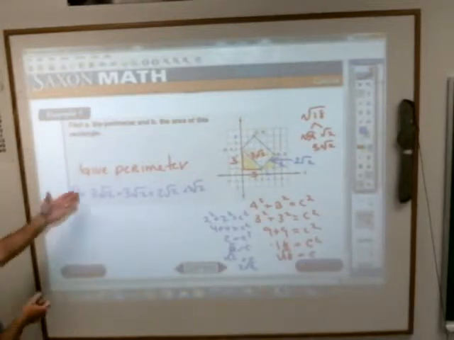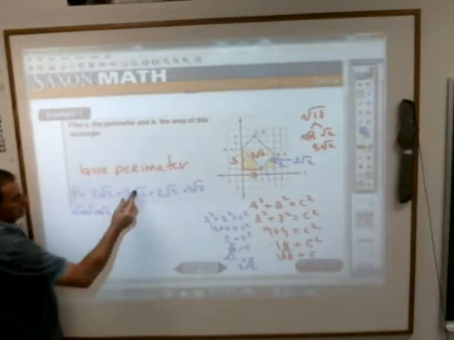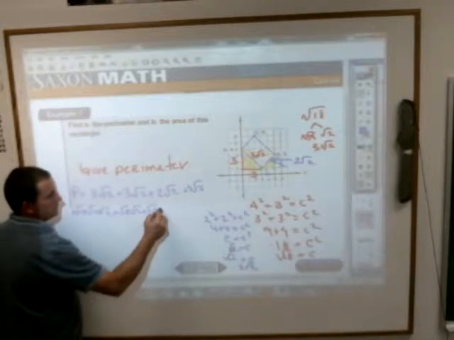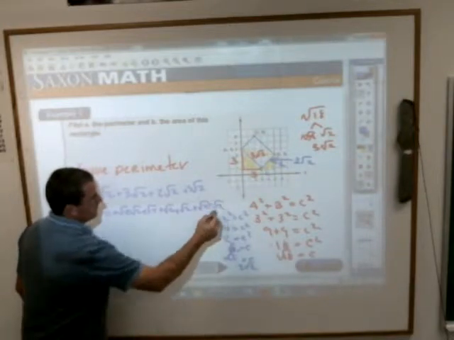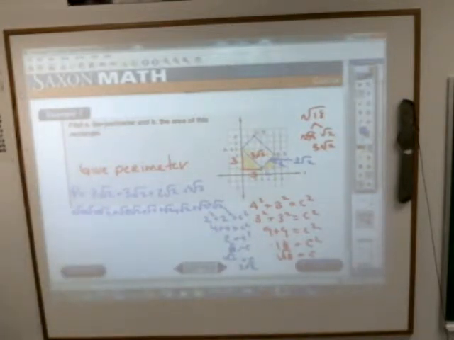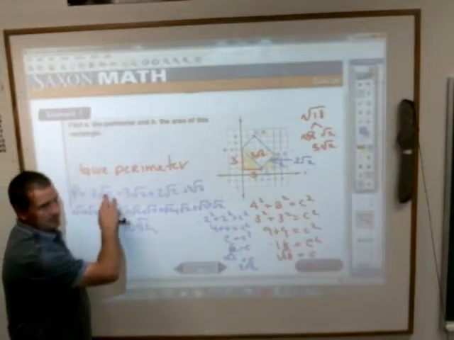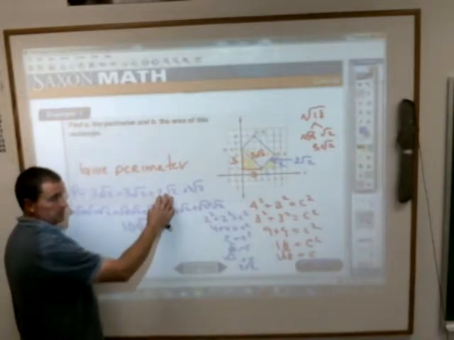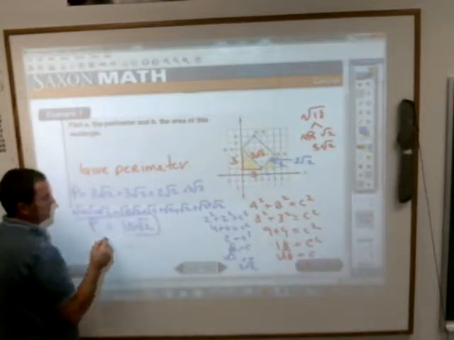Let me throw this at you. 3 times the square root of 2 means that you have 3 square roots of 2 added together. 3 more plus 3 more square roots of 2. Plus 2 more square roots of 2. Plus 2 more square roots of 2. Which means I end up with a grand total of how many square roots of 2, Laura? 10 square roots of 2. When you add square roots, it's just like these were x's. You have 3 square roots of 2 plus another 3 square roots of 2, that's 6 square roots of 2, plus another 2, that's 8 square roots of 2, plus another 2, that's 10 square roots of 2. That is the perimeter of that rectangle.